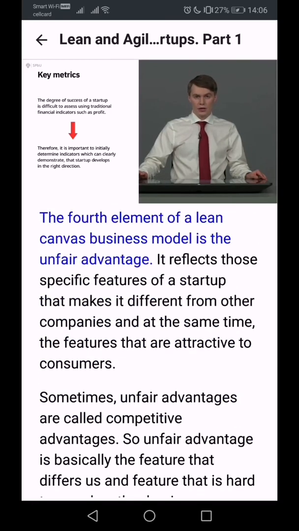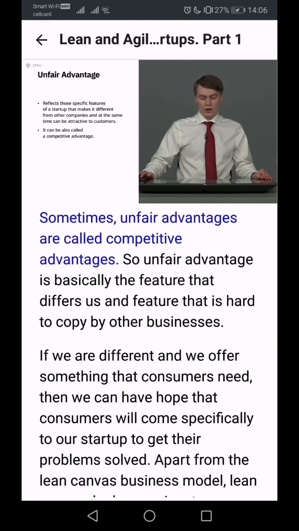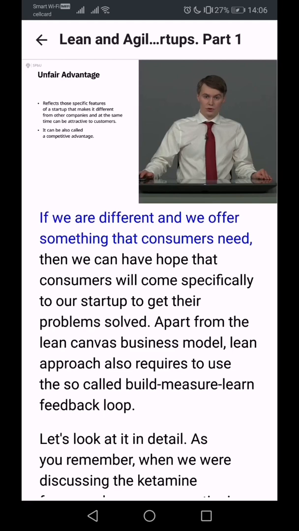And the fourth element of a Lean Canvas business model is the unfair advantage. It reflects those specific features of a startup that make it different from other companies, and at the same time, the features that are attractive to consumers. Sometimes the unfair advantages are called competitive advantages. So, unfair advantage is basically the feature that differentiates us and that is hard to copy by other businesses. If we are different and we offer something that consumers need, then we can have hope that consumers will come specifically to our startup to get their problems solved.